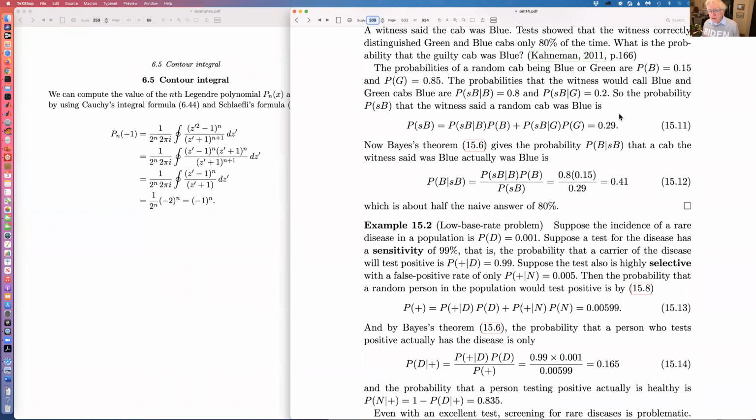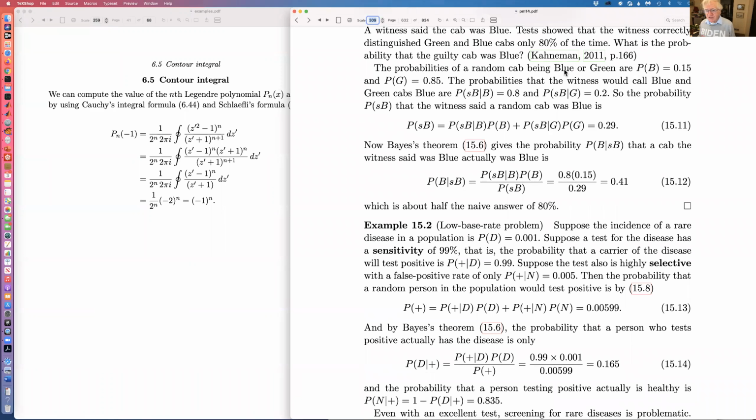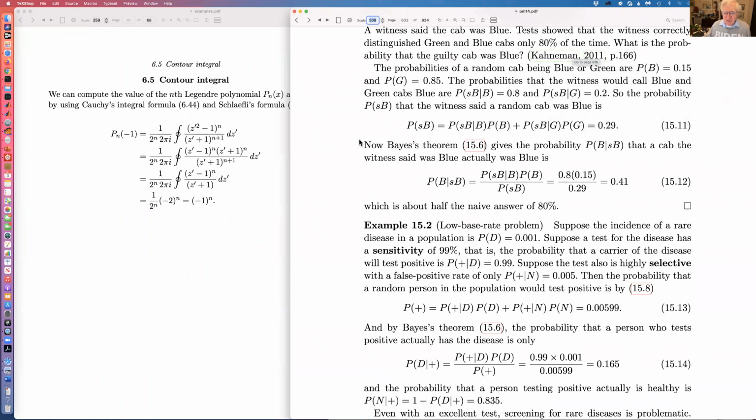Of course, this book was written in 2011, which was, oh, there's a reference too. It's called Thinking Fast and Slow, an interesting book. Anyway, this is before Uber and Lyft. I prefer Lyft, but who knows?